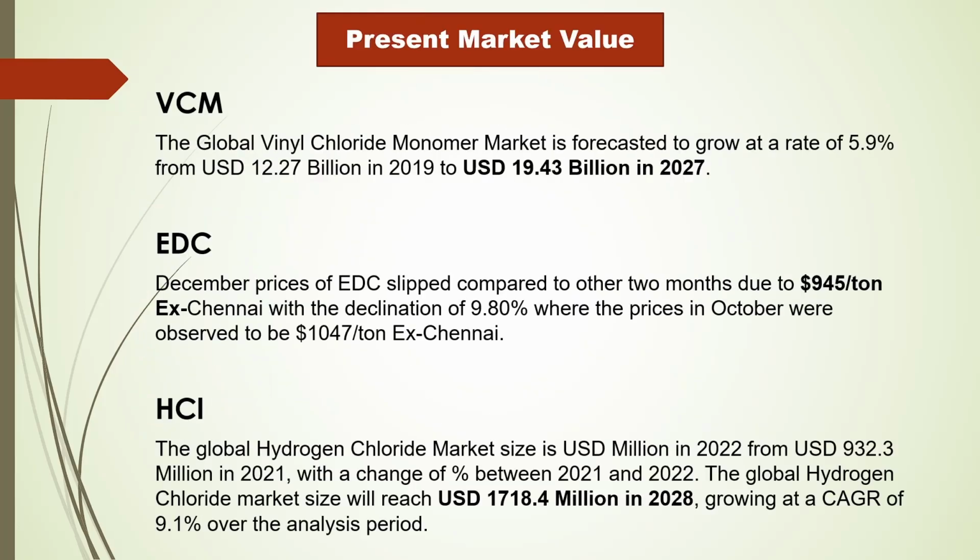Now the present market value of VCM will be $19.43 billion in 2027. For EDC, it is $945 per ton, the cost of the EDC, and for the HCl, it will reach up to $1,718.4 million in 2028.